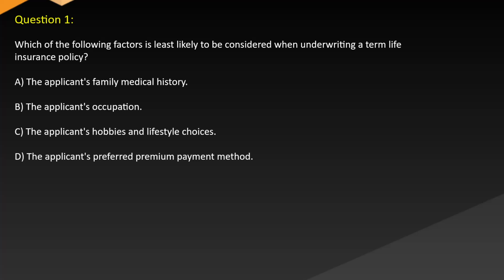Question 1. Which of the following factors is least likely to be considered when underwriting a term life insurance policy? A. The applicant's family medical history. B. The applicant's occupation. C. The applicant's hobbies and lifestyle choices. D. The applicant's preferred premium payment method.